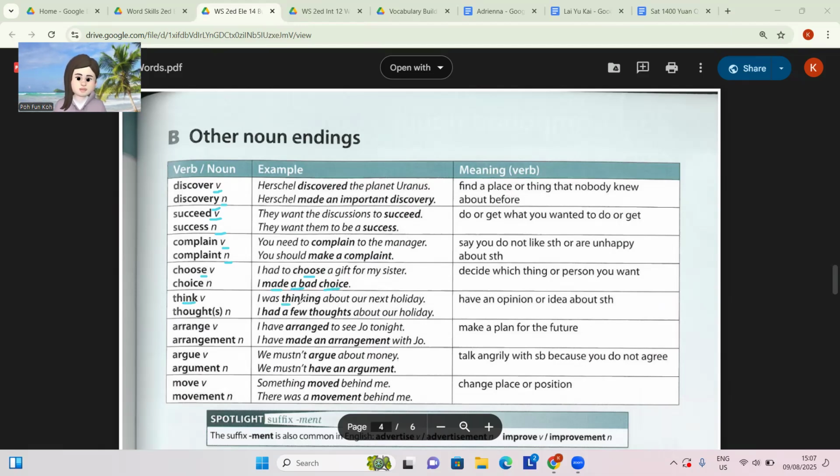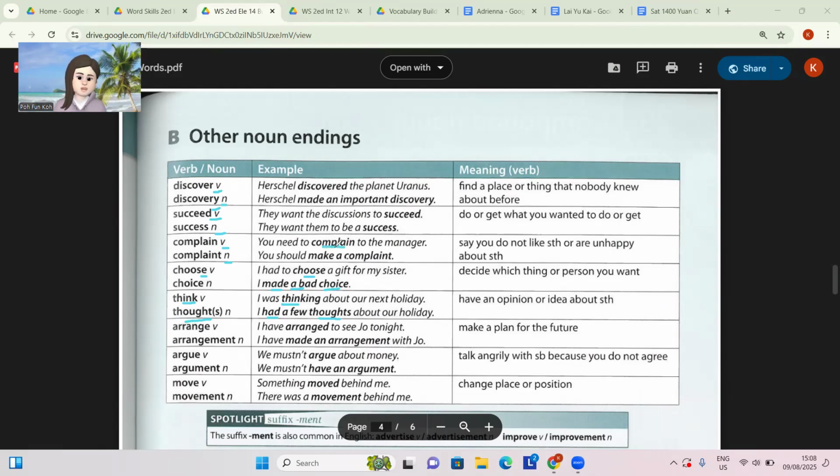Think, and then thought. We use it as a noun. Have a few thoughts. I had a few thoughts about our holiday. It means I had a few ideas. I have a few thoughts. I had a few ideas. It means ideas here.